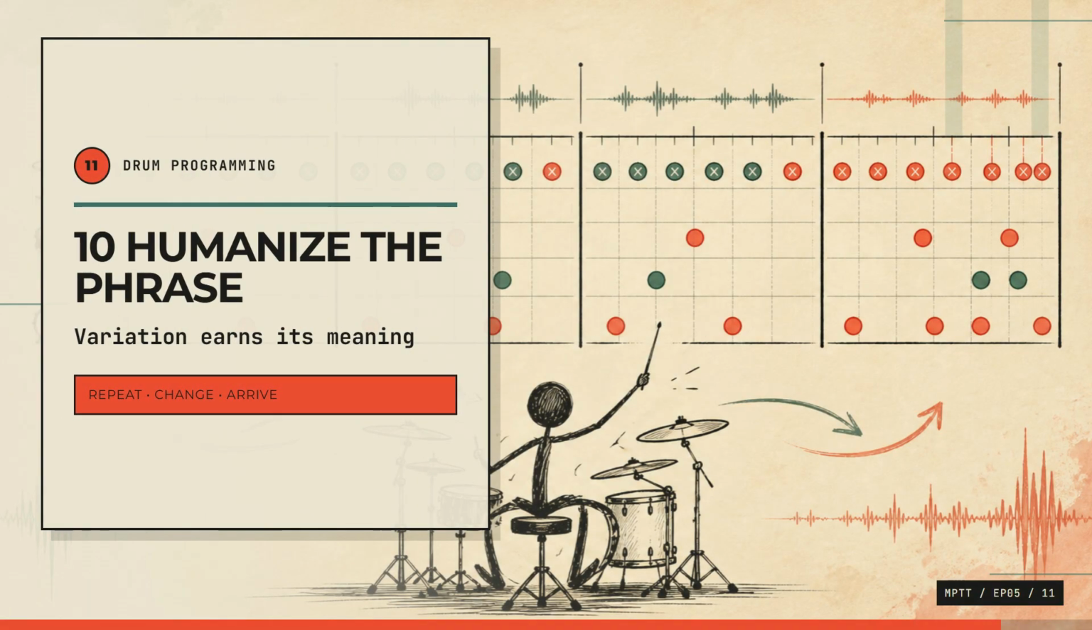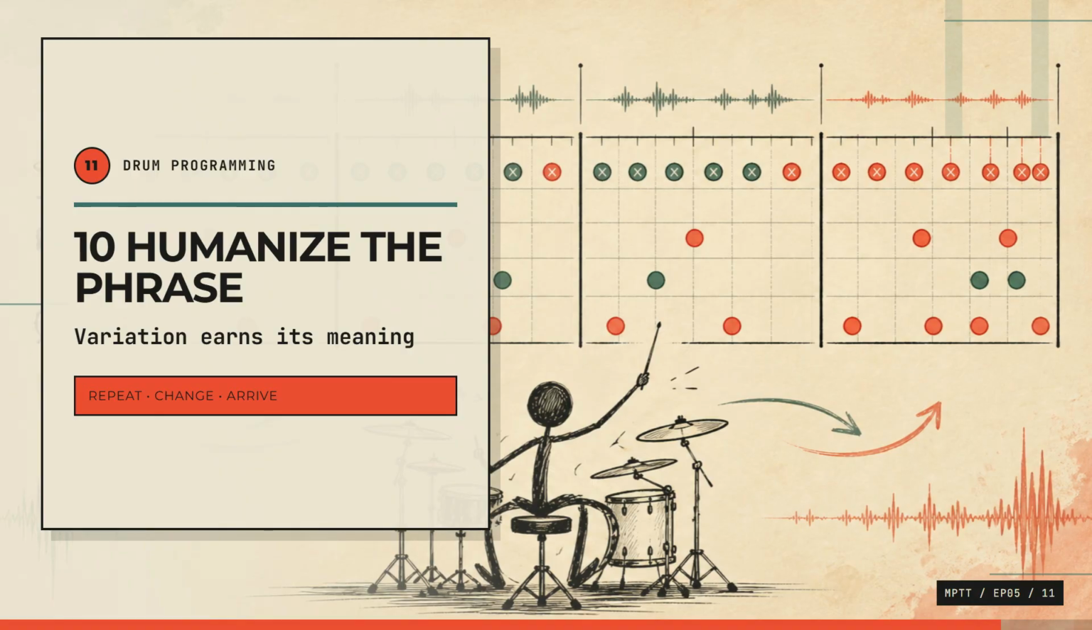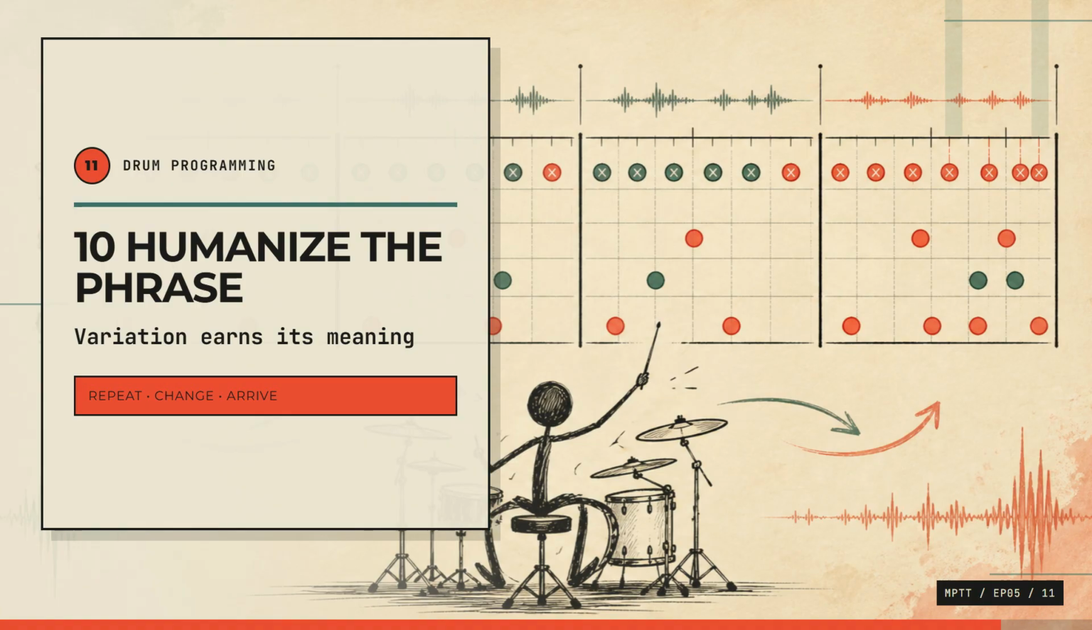Tip 10. Humanize the phrase, then trust your ears. Velocity and microtiming operate note by note, but music is heard in phrases. Zoom out to 4 or 8 bars. If every bar is identical, change one detail with a reason. Remove a kick before the vocal pickup. Open the last hi-hat. Add a ghost note in the second pass. Make the final bar point toward the next section.